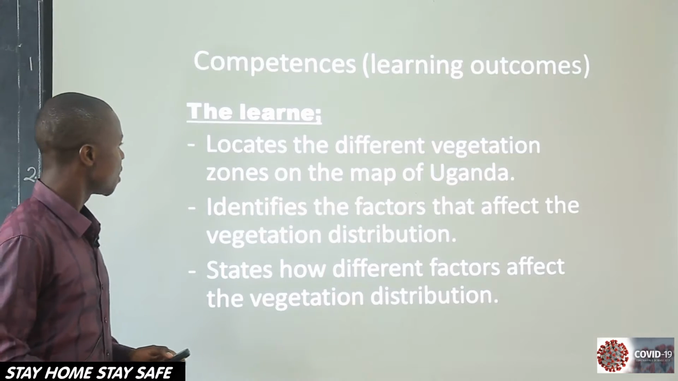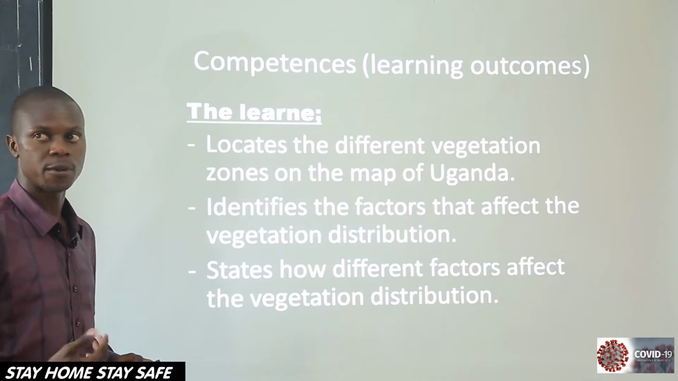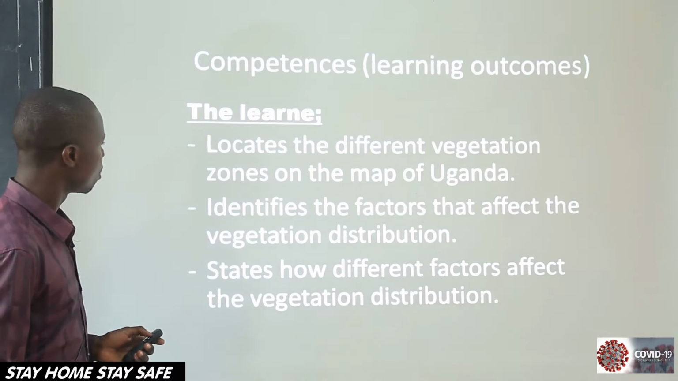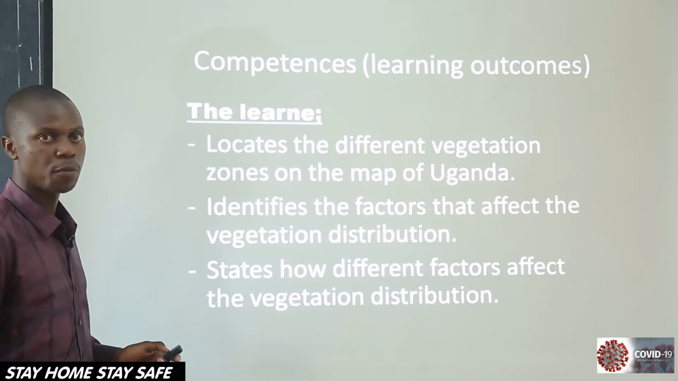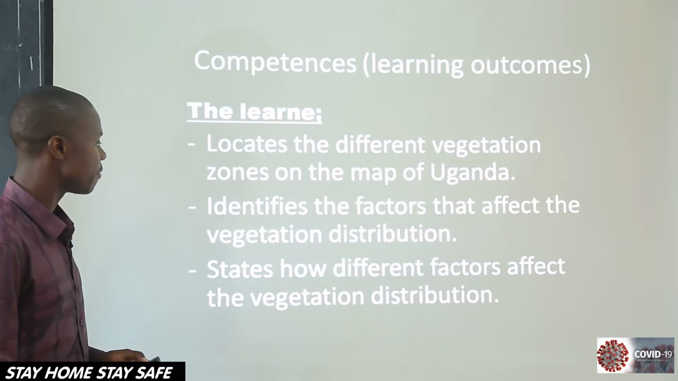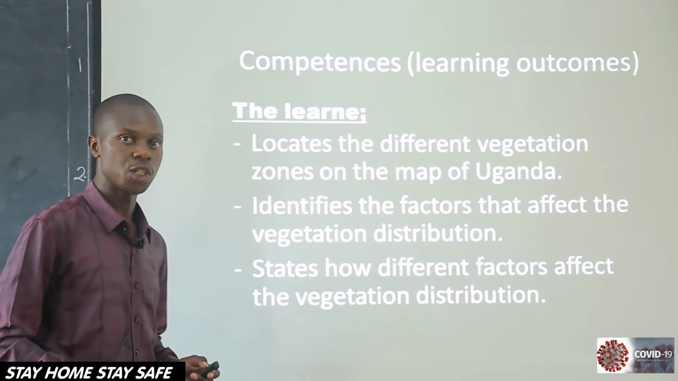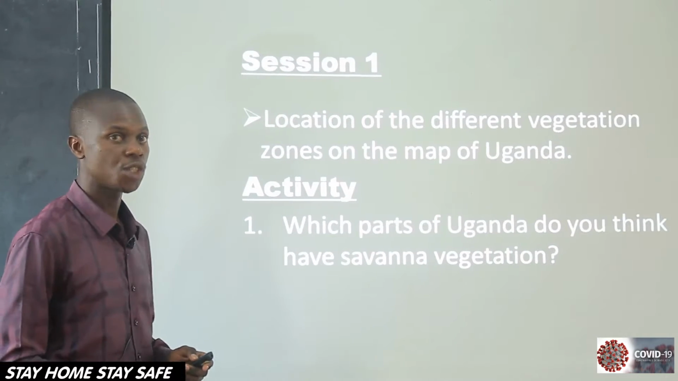By the end of this lesson, I expect everyone to be able to locate the different vegetation zones on the map of Uganda. Then 2, to identify the factors that affect the vegetation distribution. Then 3, to state how different factors affect the vegetation distribution. Is that okay? So without wasting time, let's move to our session 1.